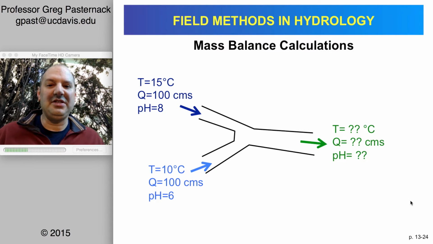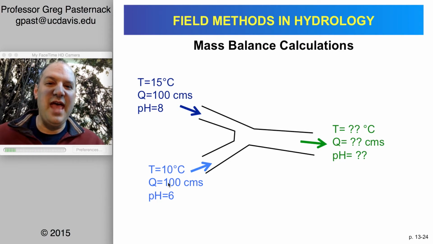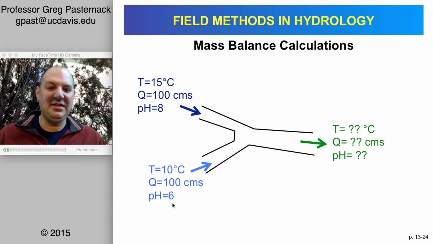Okay, so let's just think about this in terms of mass balance. Imagine that I have 2 streams, and that's what this weird little illustration is, like 2 streams coming together to form a main stem bigger stream. Imagine that one has a temperature of 15 degrees C, it's carrying 100 cubic meters per second, and it has a pH of 8. Imagine that the second stream has a temperature of 10, it's flowing also at 100 cubic meters per second, and it has a pH of 6. So what are the values on the right side that would be representative of what you would expect in the main stem? Please pause here and calculate those numbers.